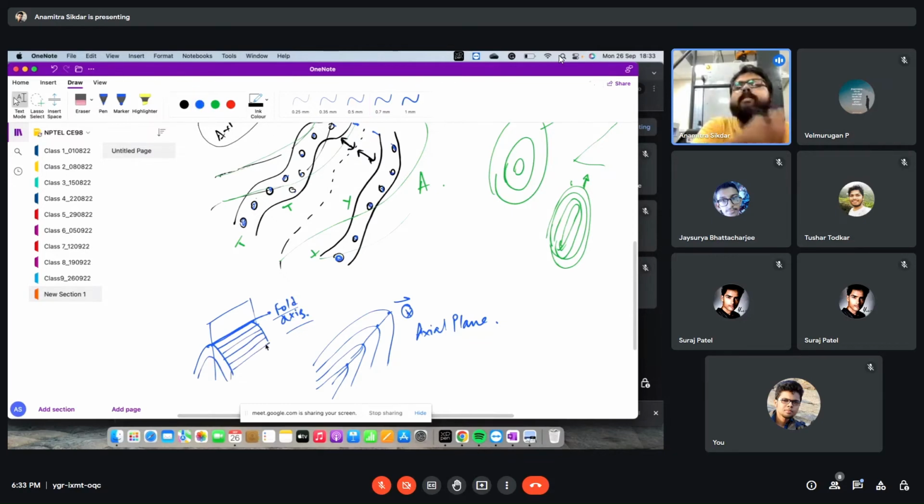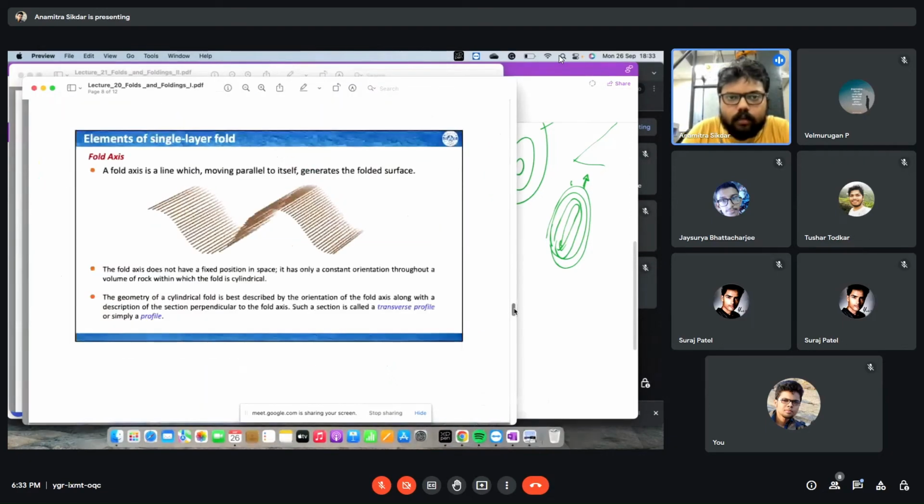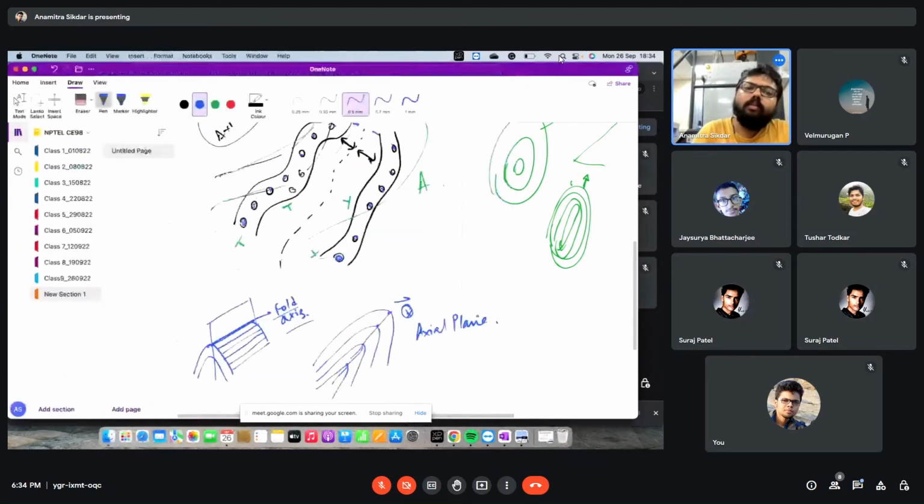if it translates in a particular manner, like this lineation, for example. If it translates, it can produce one fold, right? So any direction parallel to the intersection of the axial plane and the form surface, we will be calling that a fold axis. Is it clear?